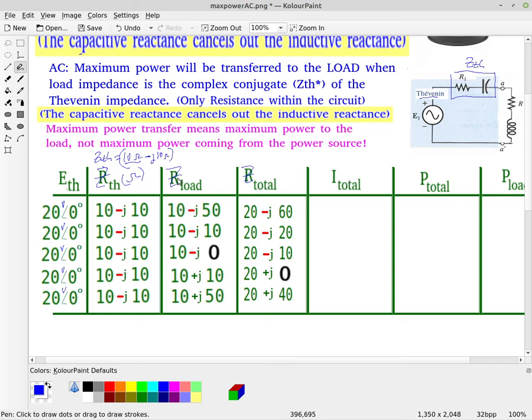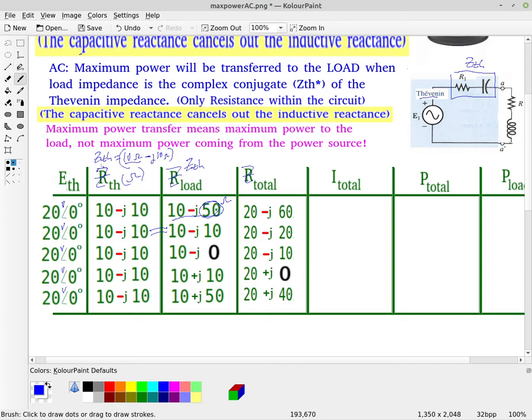Then I'm going to calculate the currents based on this circuit for 5 different loads. So I have 5 loads here. One of them is going to have a capacitive reactance that is actually larger than the Thevenin reactance, so I'm going to use 50 ohms of reactance. Then I'm going to use the case where these two impedances are equal, so Z Thevenin exactly equals the load.